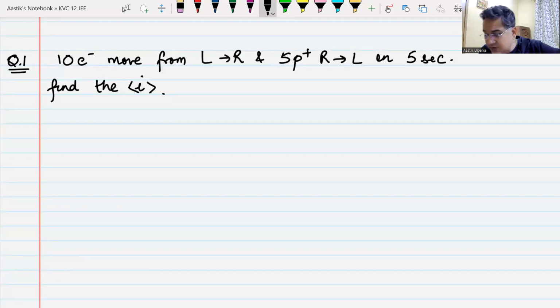I hope you remember what is the charge of an electron and the charge of a proton. Yes or no? Yes, sir. You also have to find the direction of this average current. I'll give you 2 minutes to do this. 2 minutes is more than enough. Seems like I have to step in. Remember, it's a simple question.